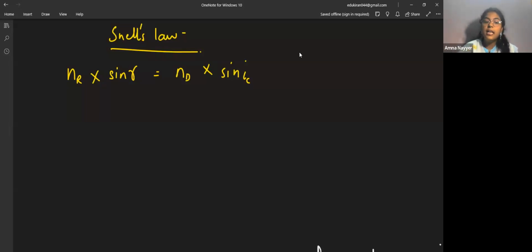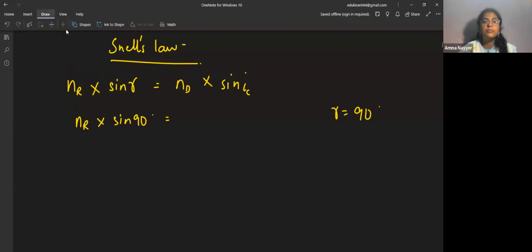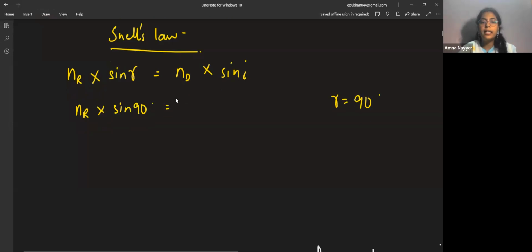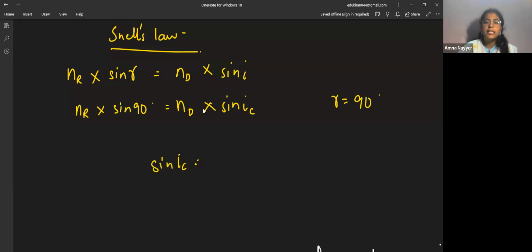Fine, critical angle. Now see, what is the angle of refraction for the critical angle? Angle of refraction is 90 degrees, right? So it means this is NR into sine 90 degrees is equal to ND into sine I, and sine I is sine IC, the critical angle. So what is the critical angle? Sine IC will be equal to, this is one, NR by ND.